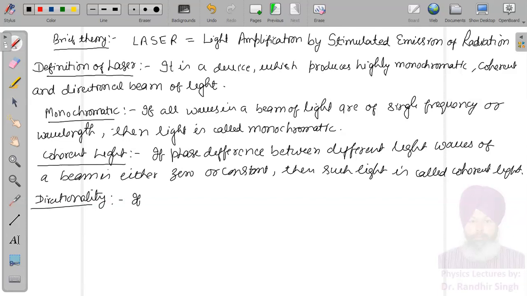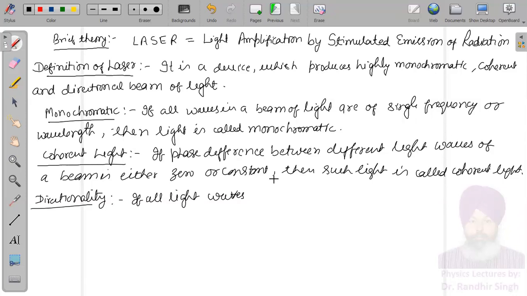Excuse me, sir, is it possible that a beam of light can have a single frequency with a different wavelength? No, if your frequency is single, then the wavelength will also be single. Sir, then in monochromatic definition, why did you write single frequency or wavelength?